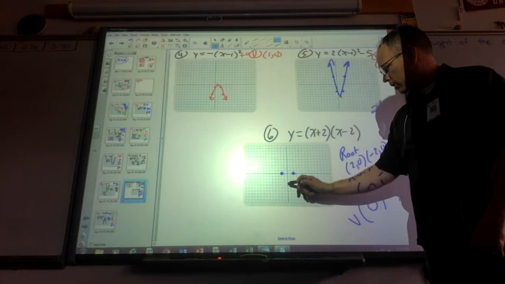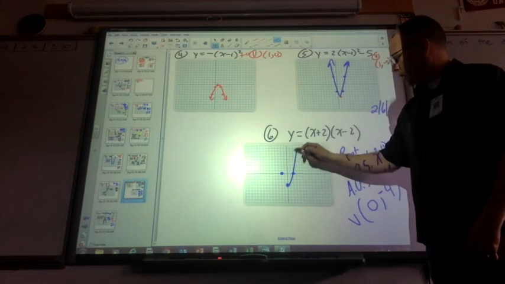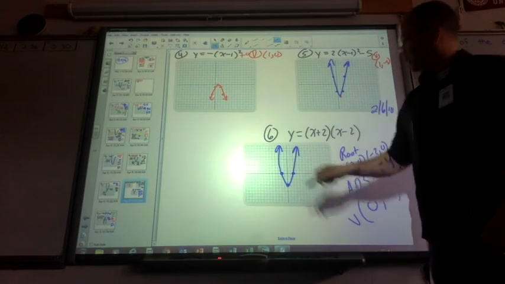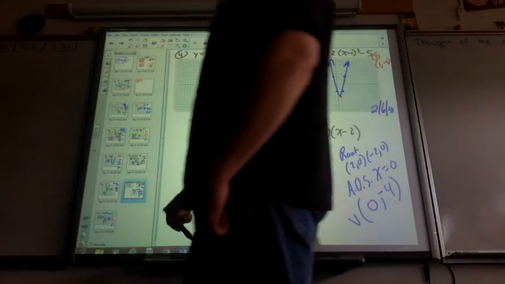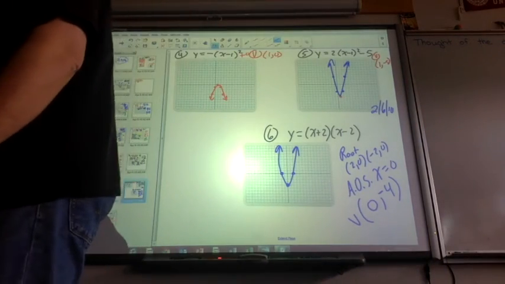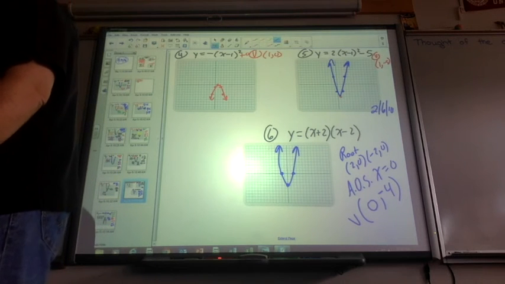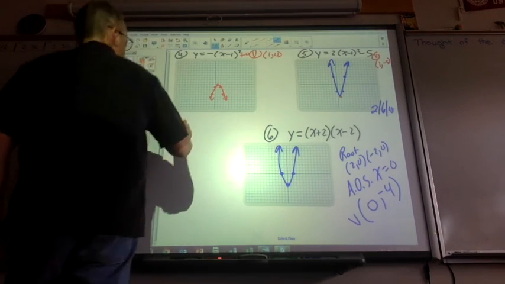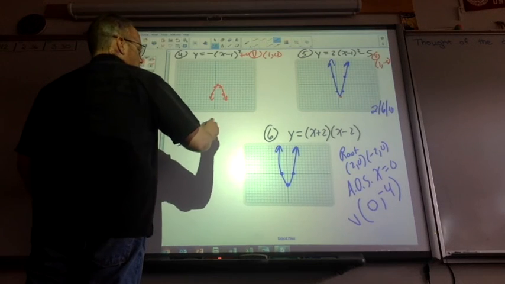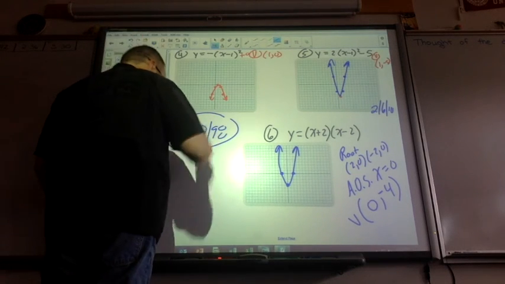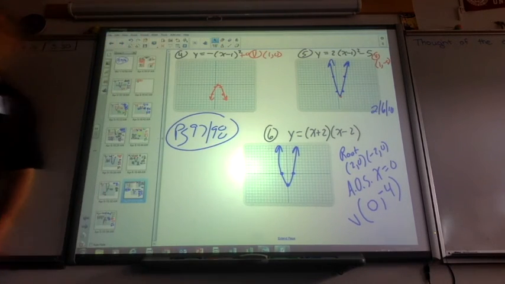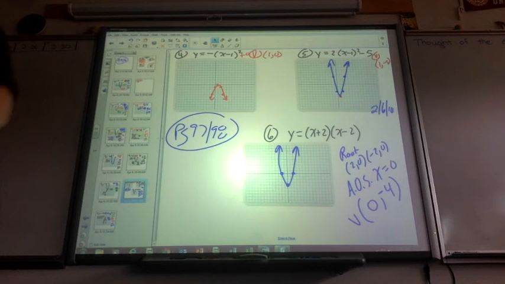So ladies and gentlemen, this would have been what the assignment was for last night. I'm going to collect page 97 and page 98 first thing tomorrow. We do have a quiz. When I talked about things being positive, things being negative, you might see that on the quiz. You're going to have this vertex form. You're going to have all the other forms.